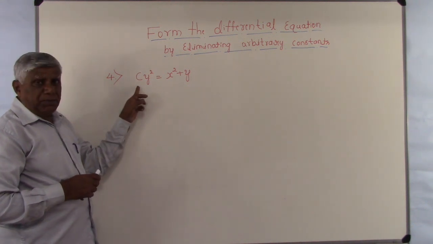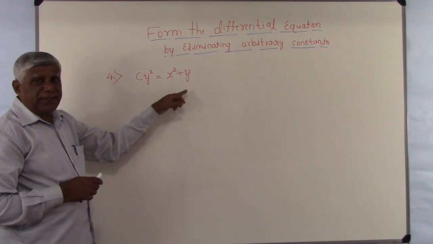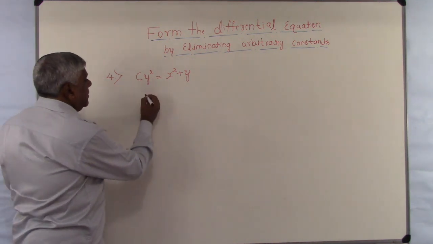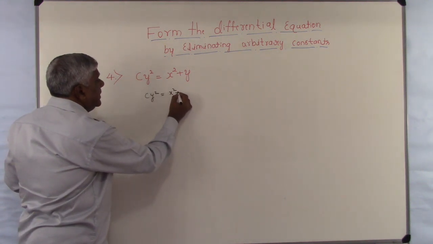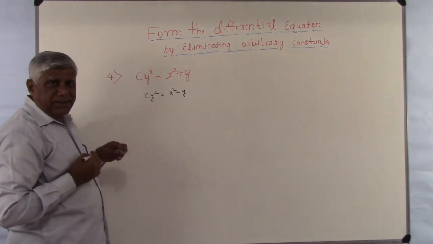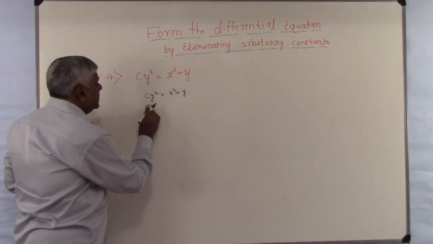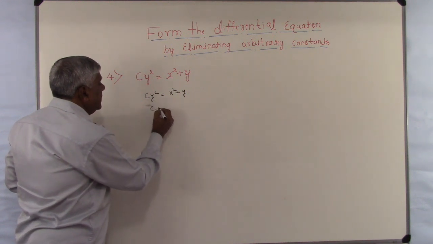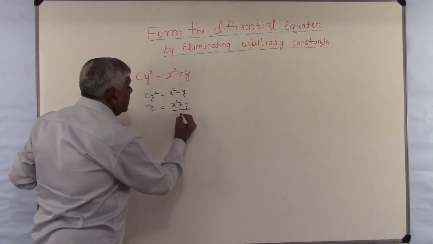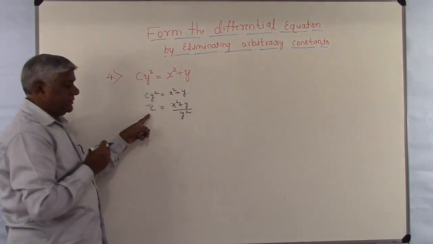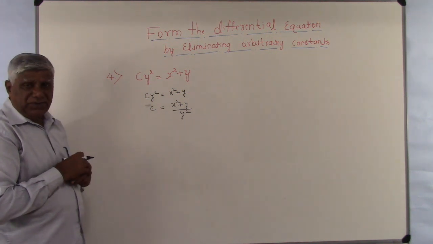Now we will take this problem. cy square is equal to x square plus y. We will write that problem here. Now y square, c is equal to what? We will see now. c is equal to x square plus y divided by y square.